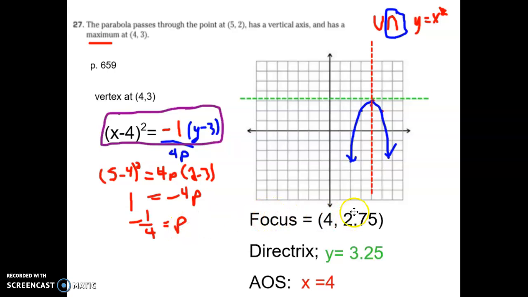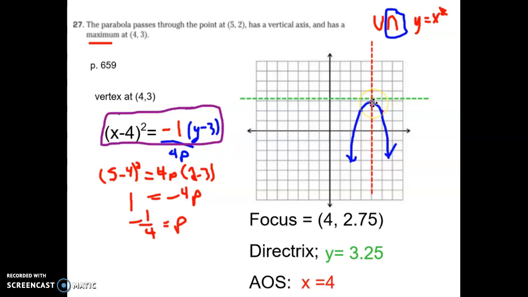And so for the focus, there's my vertex at (4, 3). I have to go down 1/4, or down 0.25, which puts me at (4, 2.75). So there's my focus right there. Can't hardly see it, but it's that little purple dot.